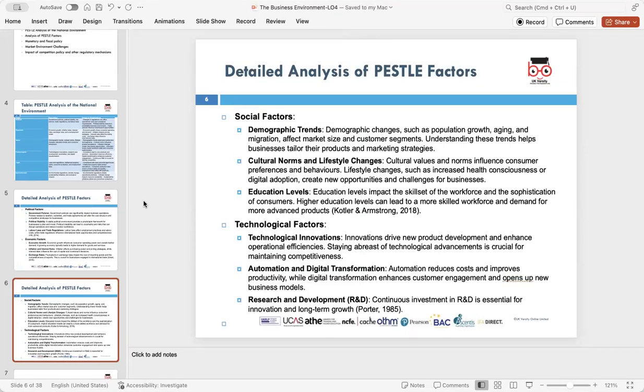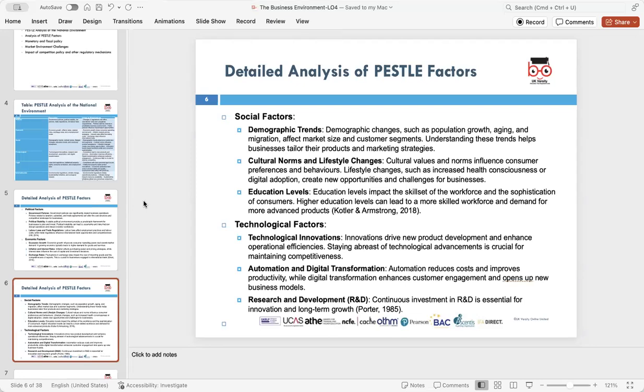Social demographic trends such as population growth, aging, and migration shape market size and consumer segments. Understanding these trends helps businesses tailor their products and market strategies to meet the needs of different demographic groups. Cultural norms and lifestyle changes influence consumer preferences and behaviors, guiding product development and market efforts.